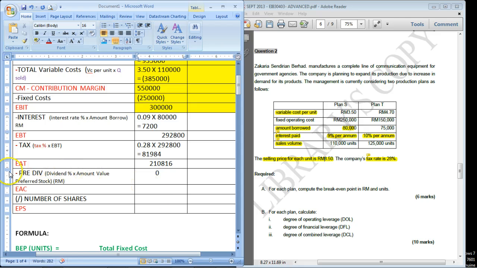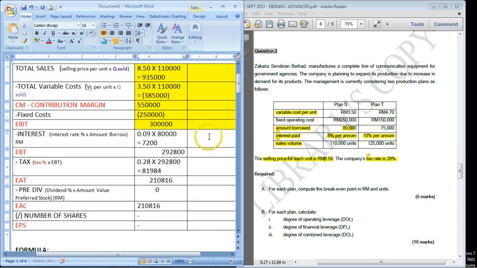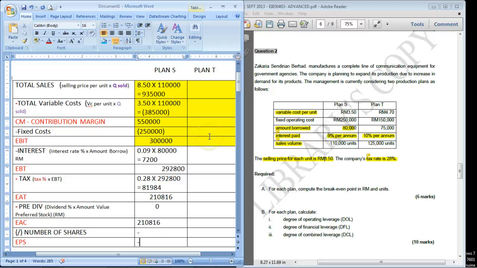Okay, so EAT minus preferred dividend. So 210,816 minus 0 is 210,816. Alright. Do you have any number of shares here? No. They didn't give you any information on that. So automatically you don't need to calculate for number of shares and EPS. Now, you must do the same thing for plan T later. Use the same steps, but use information on plan T.